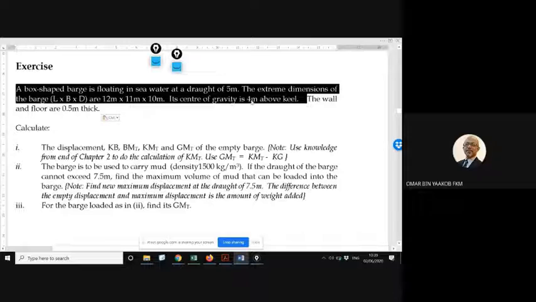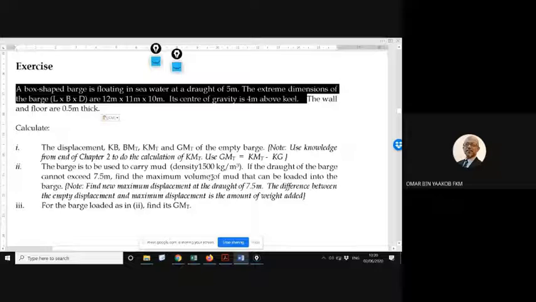Number two, the barge is used to carry mud. So you can find how much mud is going to be carried, its weight. So you find the new maximum displacement at the draft. Initially, now it's floating at 5 meter. If you want it to float at 7.5 meter, it has a new displacement. You can calculate that new displacement by using L times B times the new draft. So the difference is the amount of weight added. Okay, but the question says, what is the maximum volume of the mud that can be loaded?